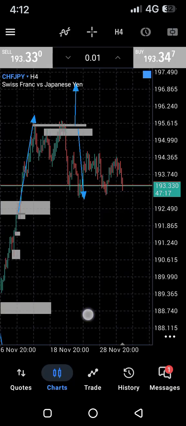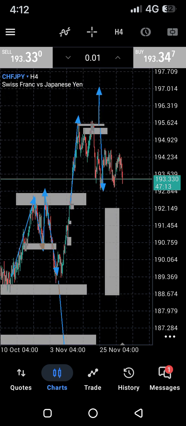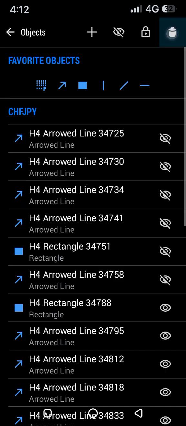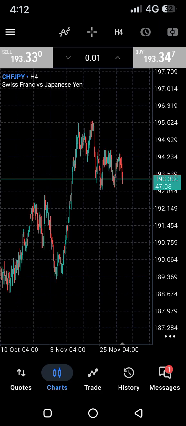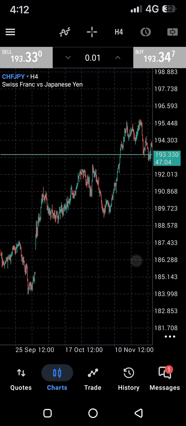But just to keep things very simple, once price is in a bullish momentum, once price is pushing up, it's crucial that you also take the initiative to put your entries based off of the overall structure, okay. But yeah, that's how CHF is looking.